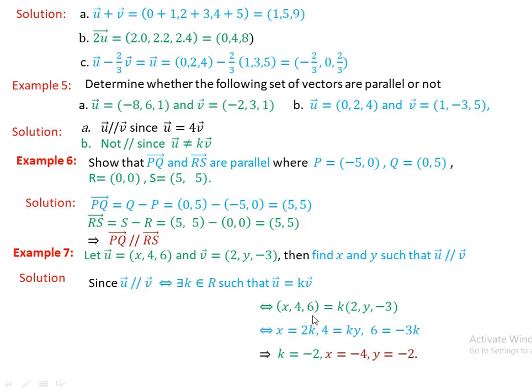First, let us do the scalar multiplication: 2k, ky, minus 3k. Now, by equality of two vectors, we equate the corresponding components. That means x is equal to 2k, 4 is equal to k times y, and 6 is equal to minus 3k. From 6 equal to minus 3k, dividing by minus 3 gives k equal to minus 2. Substituting k equal to minus 2, x is equal to 2 times minus 2, which is minus 4. For y, 4 is equal to k times y, so 4 is equal to minus 2 times y, and dividing by minus 2 gives y equal to minus 2. The value of x is minus 4 and the value of y is minus 2.